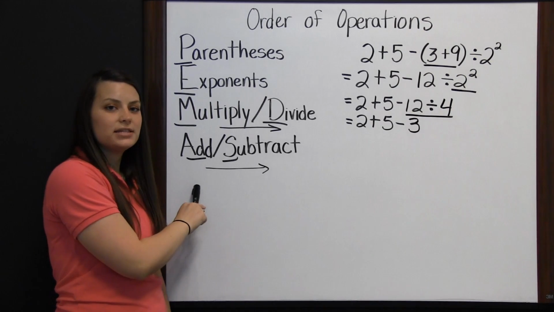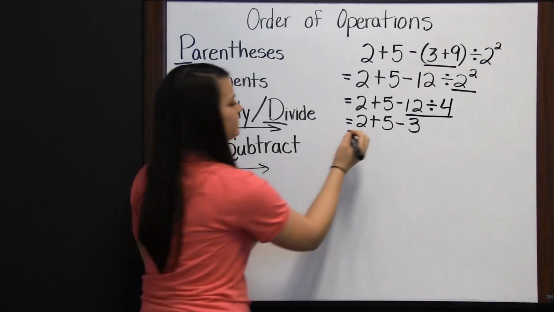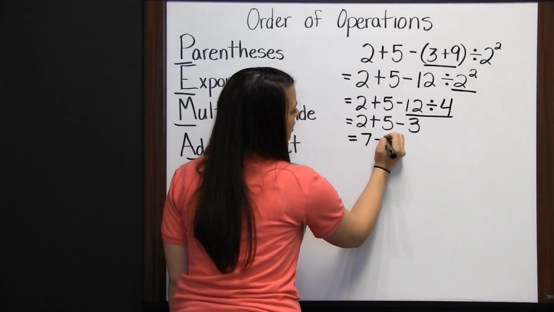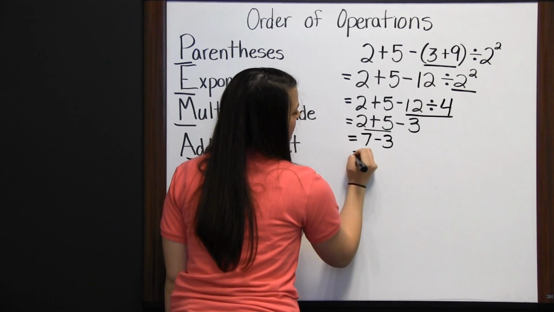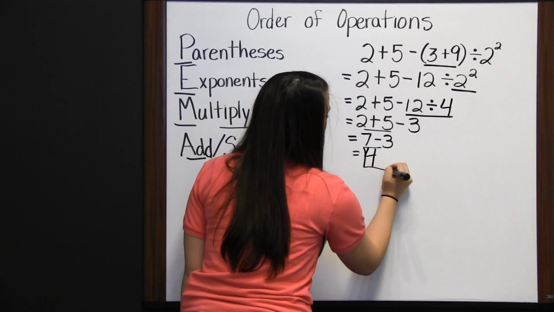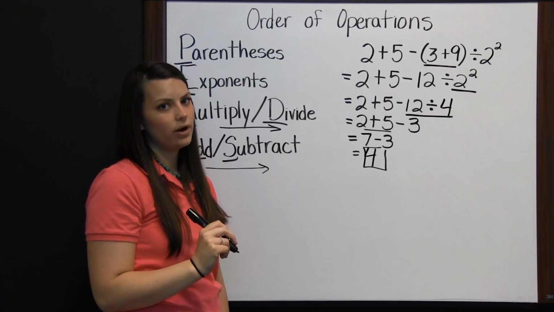Finally, we get to our addition and subtraction. Again, these are worked from left to right. So 2 plus 5 is 7. Bring down our minus 3. And 7 minus 3 is 4. So this expression, simplified, would give you 4.